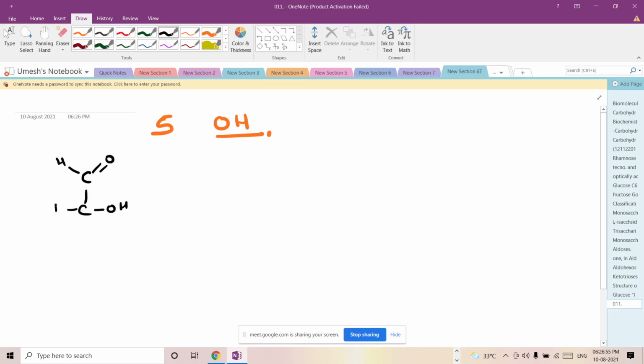I'll redraw it. On the third carbon atom, the OH group is on the left hand side and the rest are all on the right hand side. 1, 2, 3, 4, 5, and now the 6th.